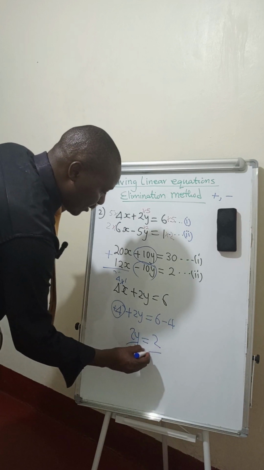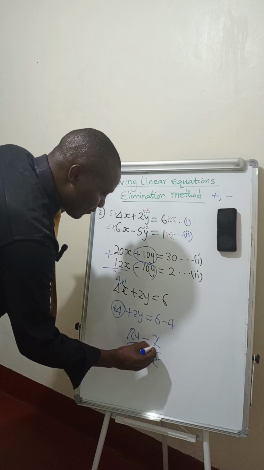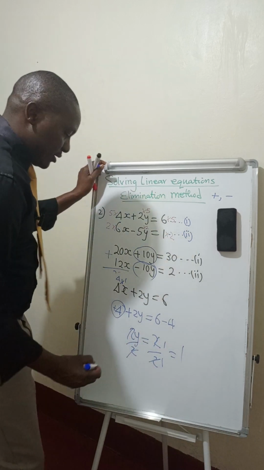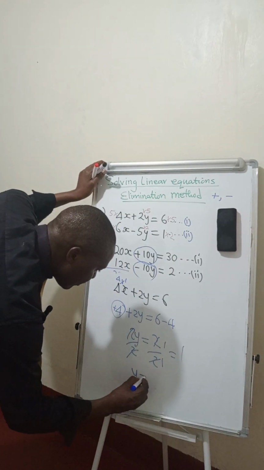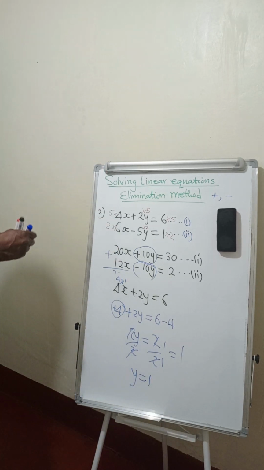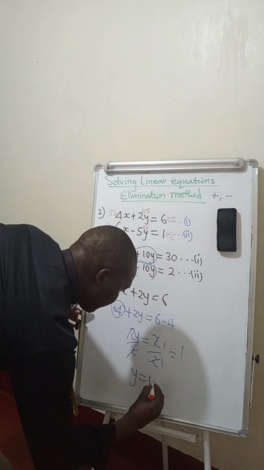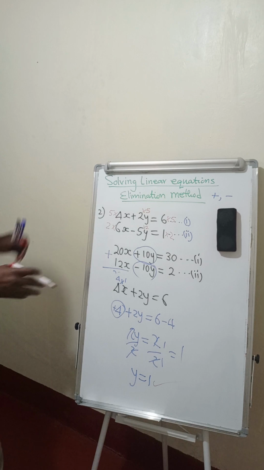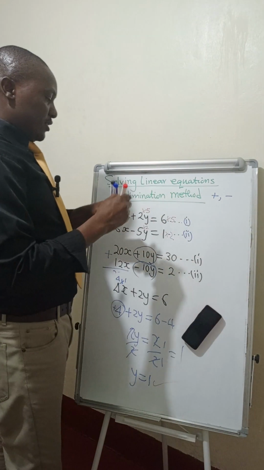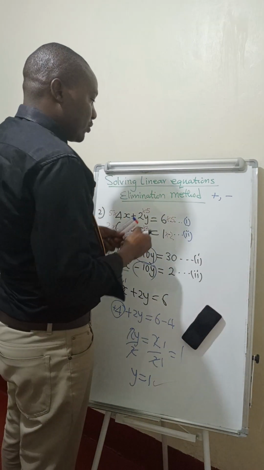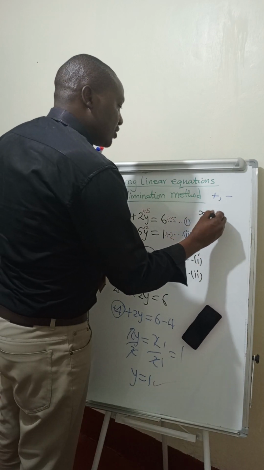What is the value of y? The value of y is equal to 1. Y is equal to 1. Look at that. Very simple. Very good. So I want to write the values of these. X is equal to 1.